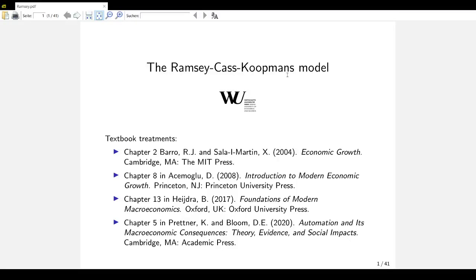The next topic is the Ramsey-Cass-Koopmans model, and we again split it into two videos. The first part deals with the derivation of the central equations of the model, and the second part deals with an analysis of the model.